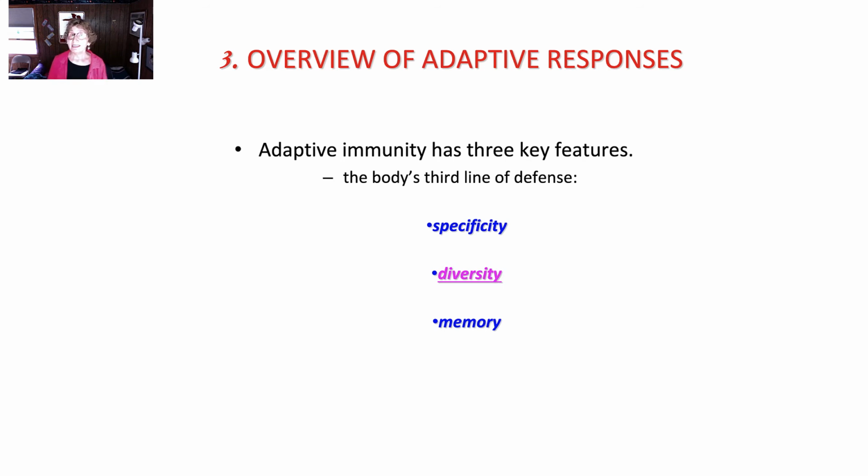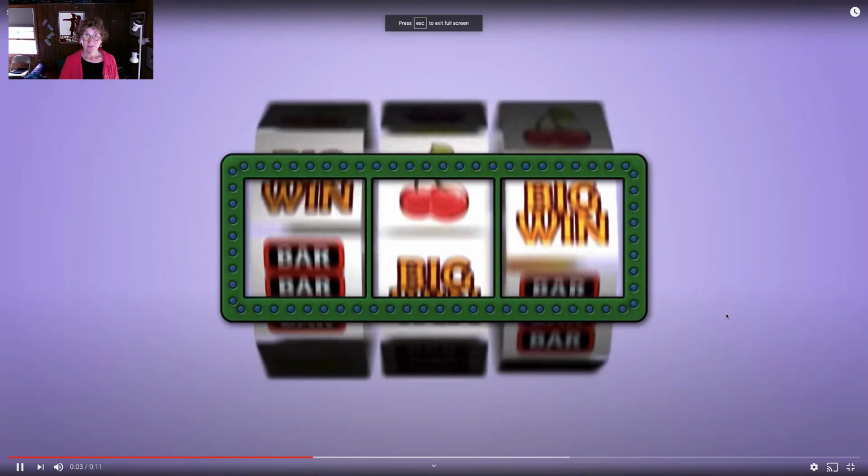Now let me go back a second and explain to you what diversity means. So our body has the ability to recognize billions of pathogens. So how does it know which one is being presented by the dendritic cell? It's kind of a gamble, but it happens really quickly. Let me show you a gamble.